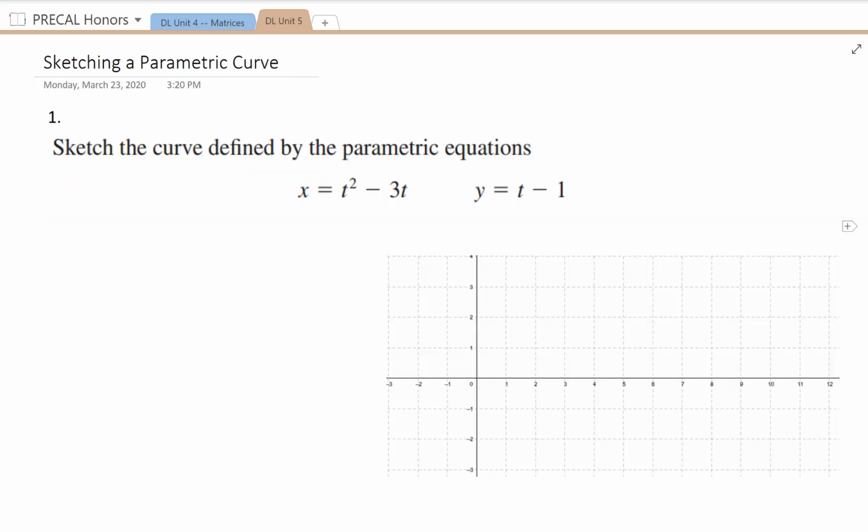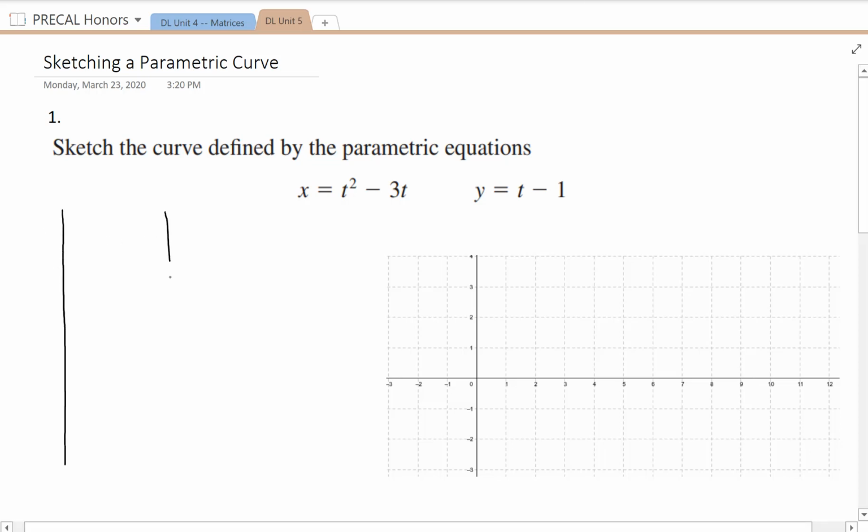Sketch the curve defined by the parametric equations. I'm going to build a table, but instead of your typical xy table, I'm going to build a txy table. So x is t squared minus 3t, and y is t minus 1. I'm going to first plug in your typical -2, -1, 0, 1.